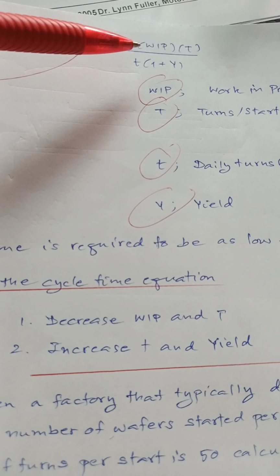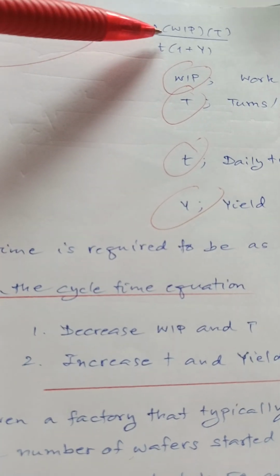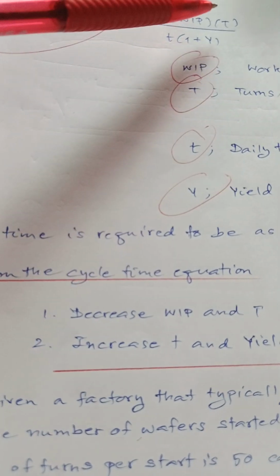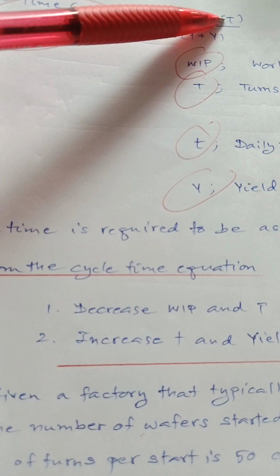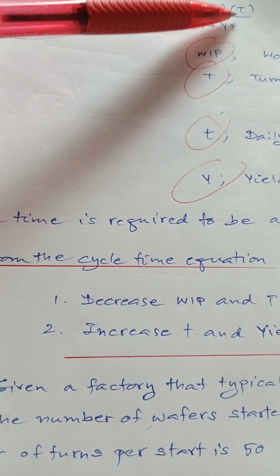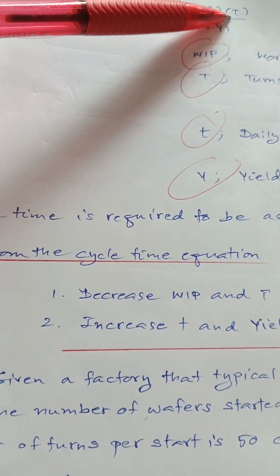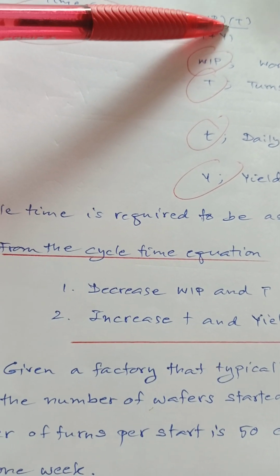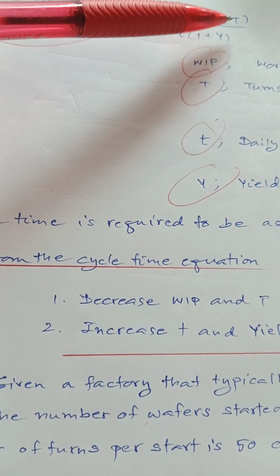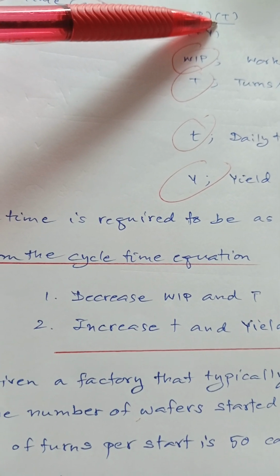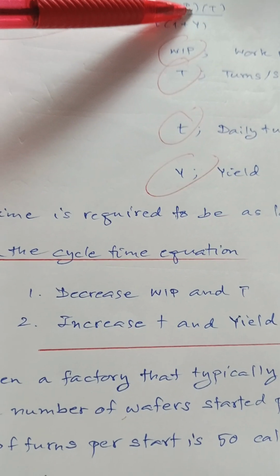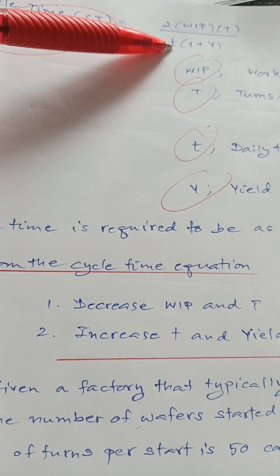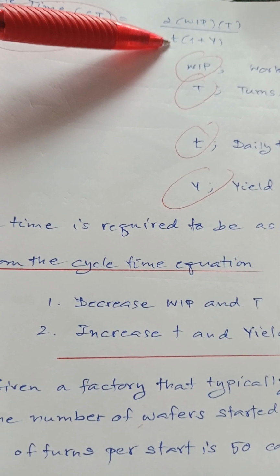If you want to minimize your cycle time, you need the WIP to be as low as possible, and you need your turns per start, that means the number of processes that need to be done to process one wafer, to be low. You don't want to have so many steps. For example, if you want to do CMOS on the wafer, sometimes it takes like 72 steps, so you try to cut that down lower than 72. And you want to increase the denominator, and this is the daily turn.